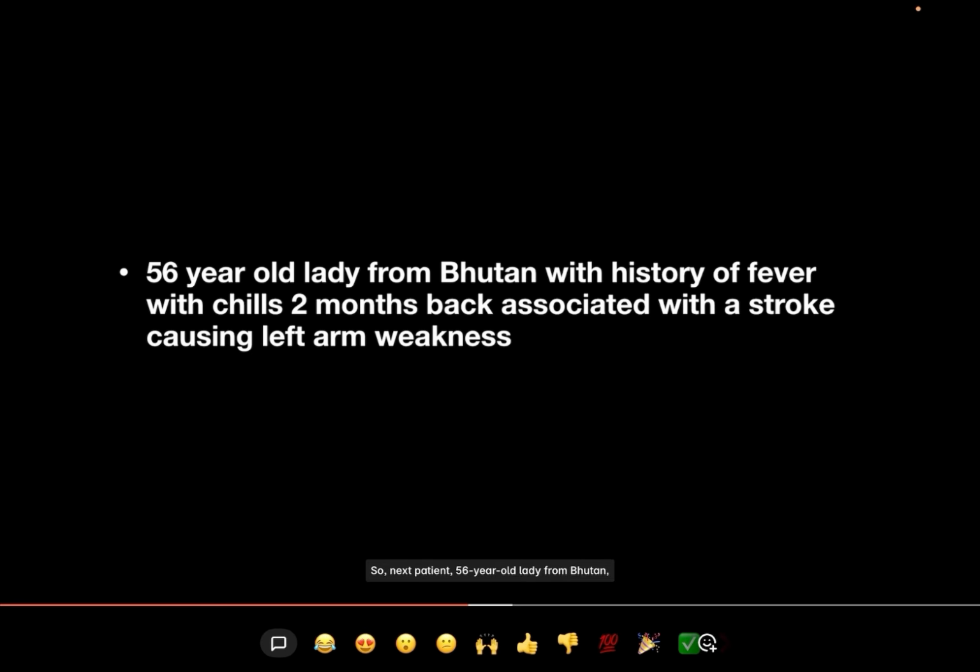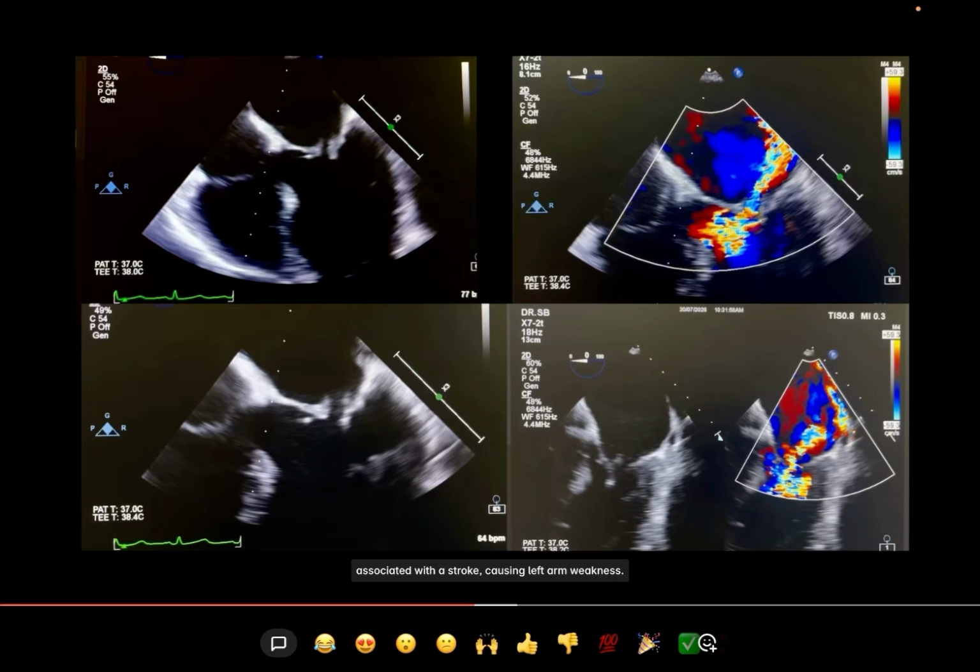So next patient, a 56-year-old lady from Bhutan with history of fever and chills 2 months back, associated with a stroke causing left arm weakness.